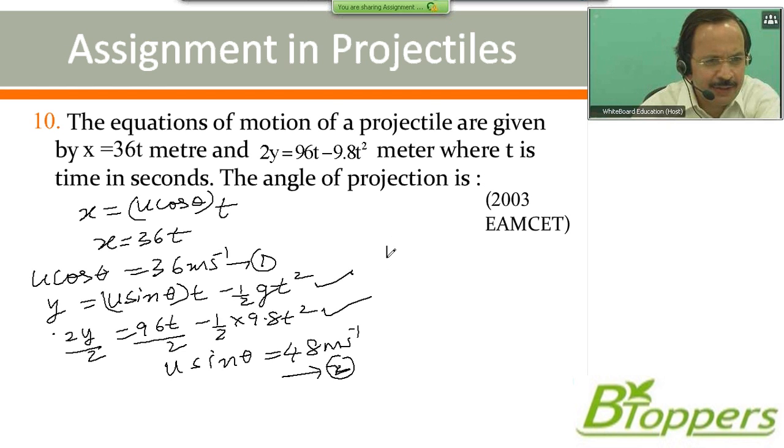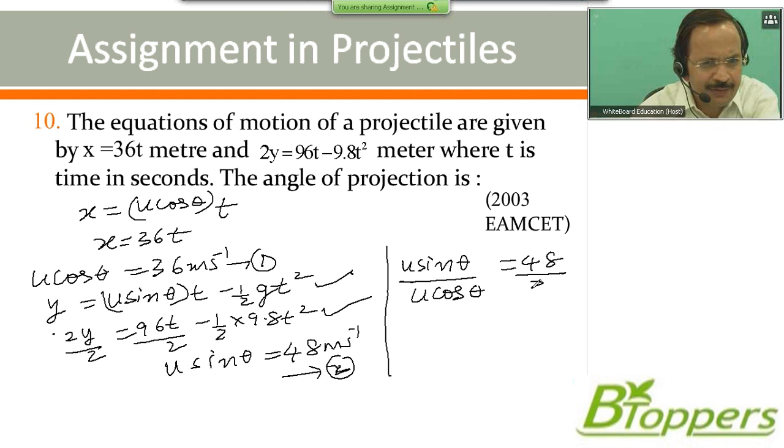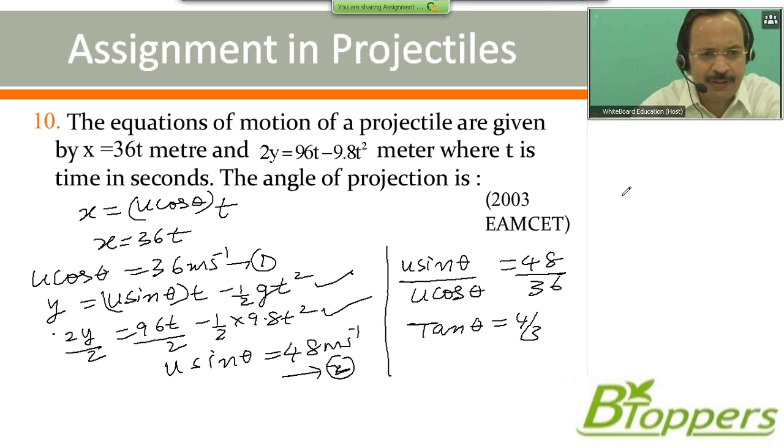So you can divide equation 2 by equation 1. So u sin theta by u cos theta will be 48 by 36. We get tan theta equal to 4 by 3. But theta is not given as tan inverse 4 by 3 in the options. Theta is expressed in terms of sin and cos.